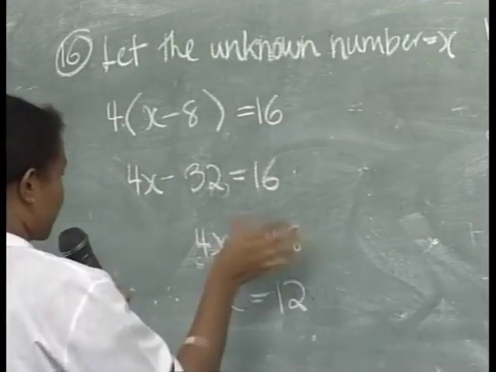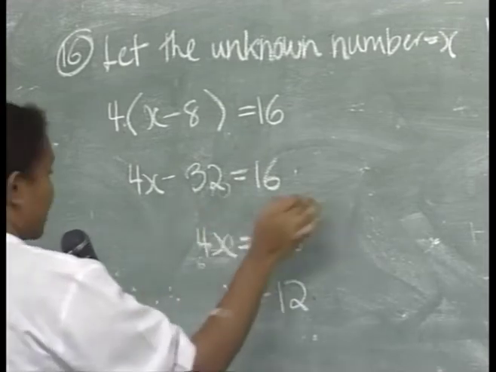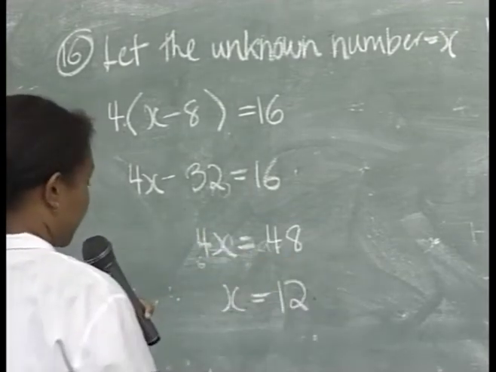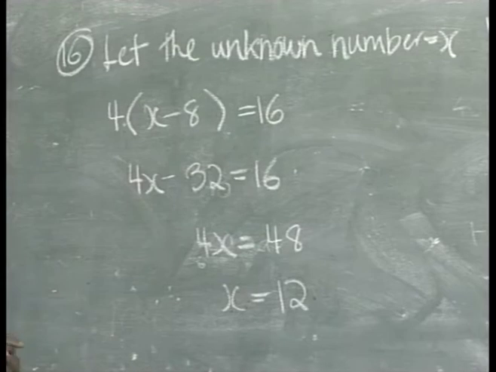4x minus 32 equals 16. To get rid of 32, you add it on this side, so 4x equals 48. Therefore, x equals 12.